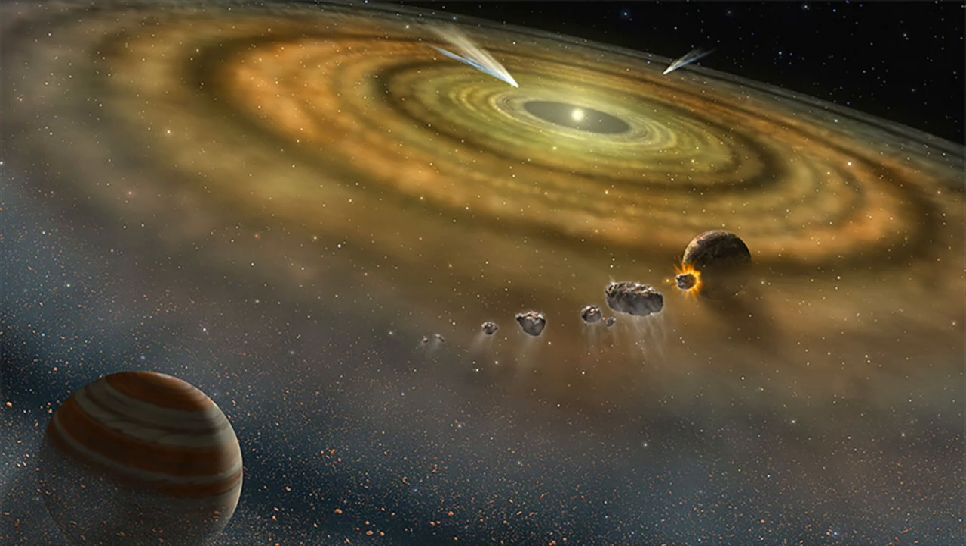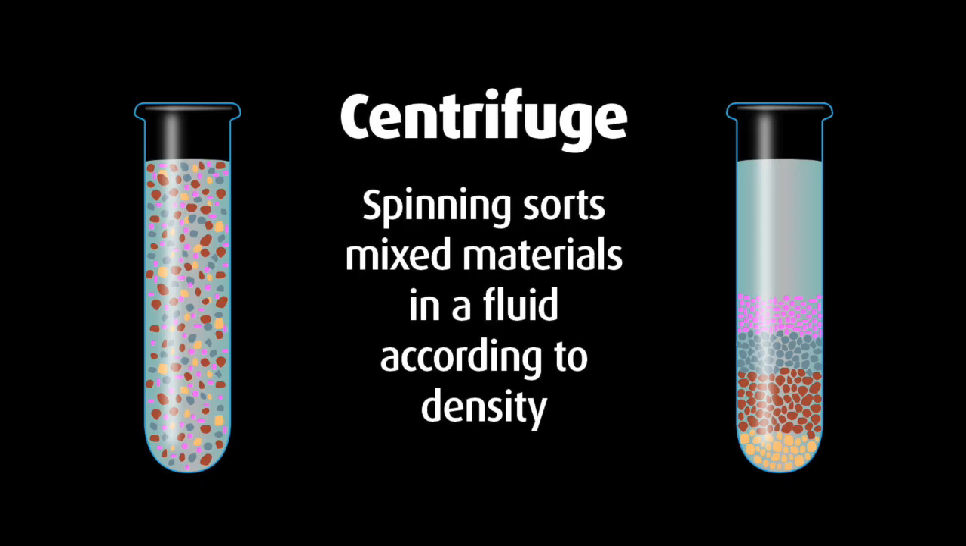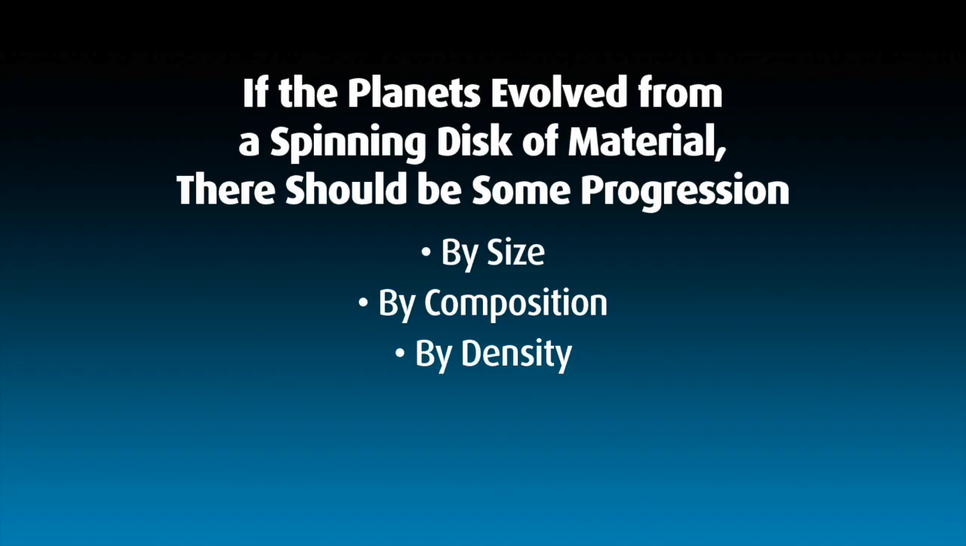For instance, if the planets formed from leftover material from our sun in this spinning disk of material, it should have acted like a centrifuge. Now, a centrifuge is an item that's used in certain industrial processes to get suspended materials to organize themselves. And by spinning this test tube, for instance, it will organize all of those different particles into discrete layers of particles according to density. So if the planets evolved from a spinning disk of material, there should be some progression by either size or by composition or by density.